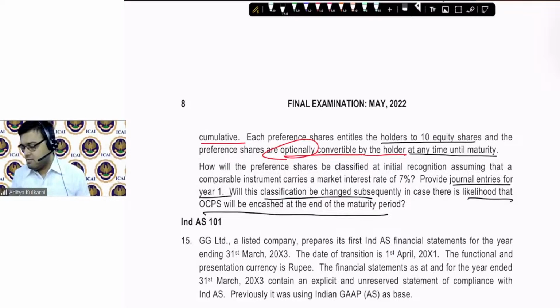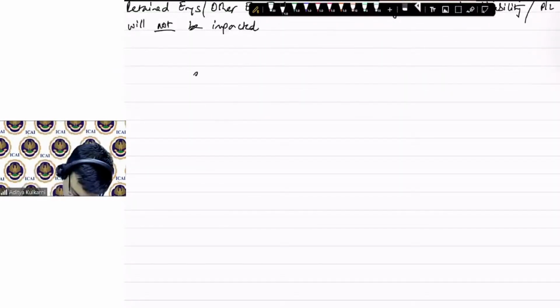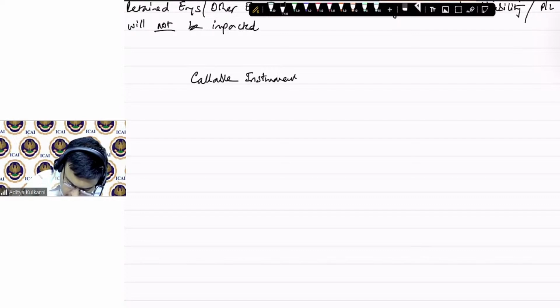So let us then move on to the next one. That is callable instruments or puttable instruments. Okay. We are still in liabilities only. This is an option which is there. Callable as well as puttable instruments. Okay. So let us now focus on this. Callable instruments and puttable instruments.